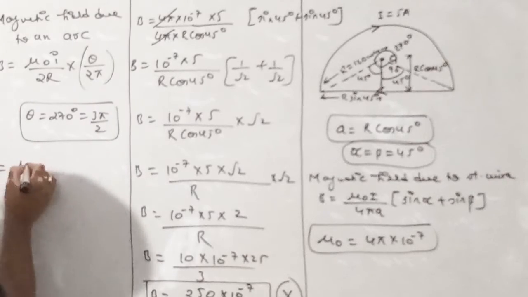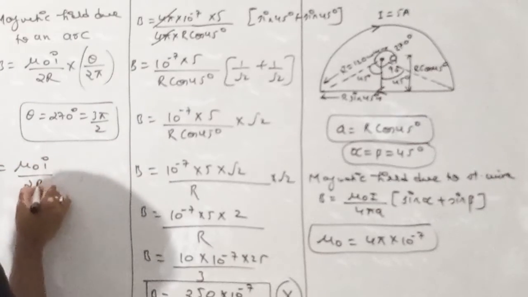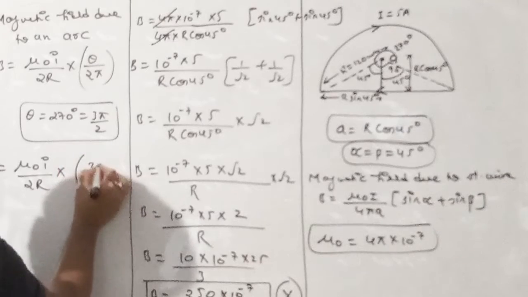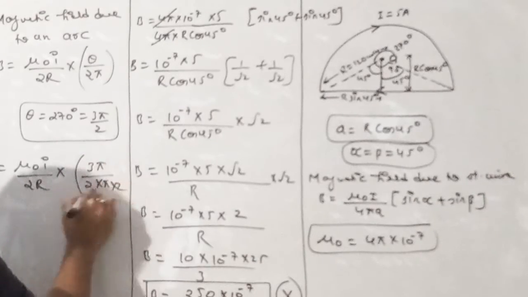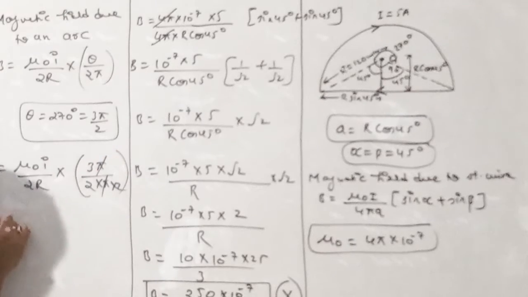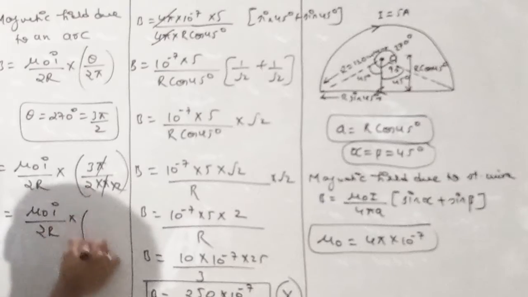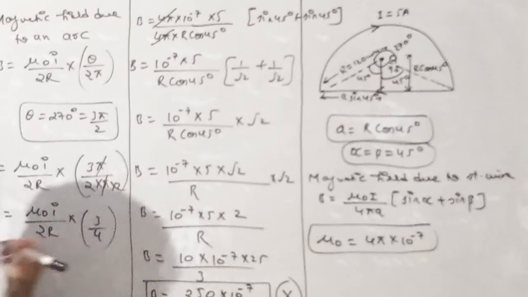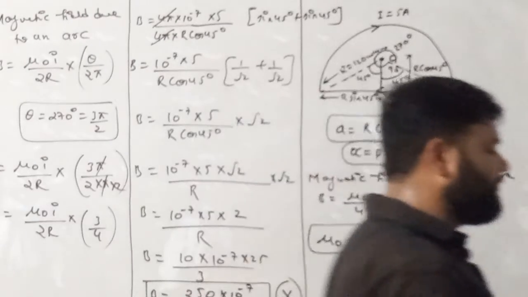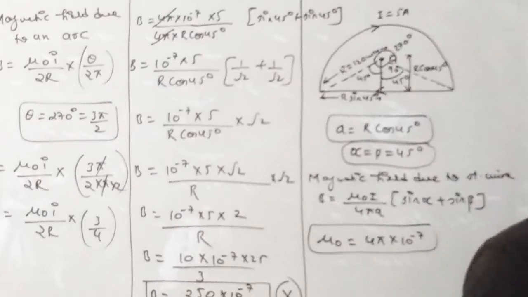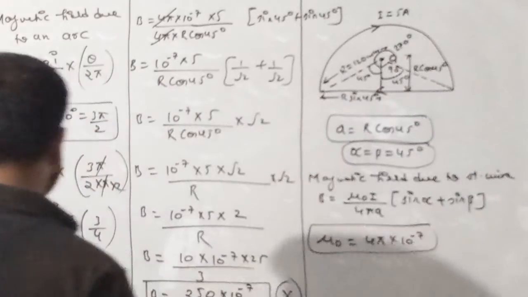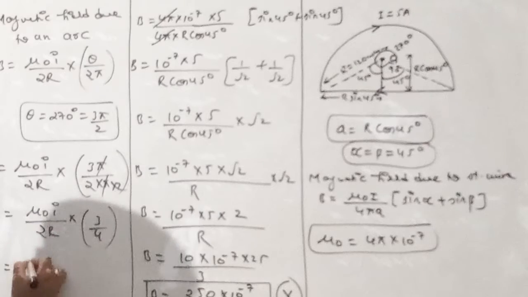So b becomes equals to mu naught I by 2r into 3 pi by 2 into pi. So already 2 is there, so pi get cancelled. So b becomes equals to mu naught I by 2r into 3 by 4. I hope you all are understanding what I am doing. 3 by 4. Now check it out. B becomes equals to 3 mu naught I upon 8r.